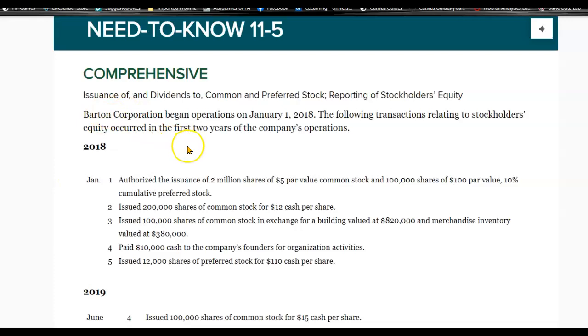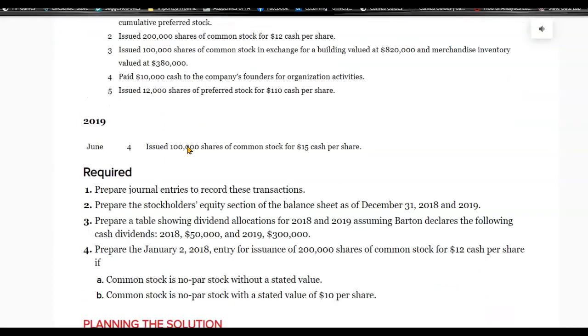So all of these problems will usually have a required section. And so here's our required. It says prepare journal entries to record these transactions. Prepare the stockholders' equity section of the balance sheet as of December 31st, 2018 and 2019. Prepare a table showing dividend allocations for 2018 and 2019, assuming Barton declares the following cash dividends. In 2018, they declare $50,000. And in 2019, they declare $300,000.